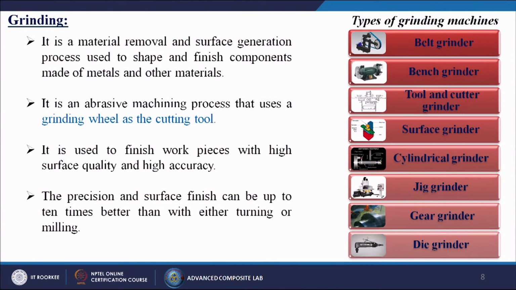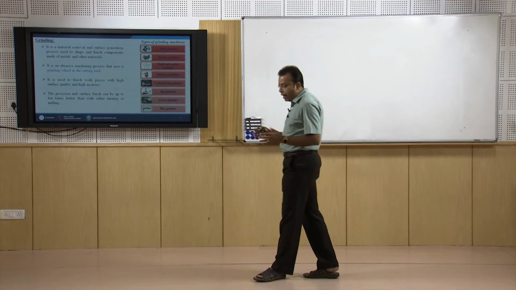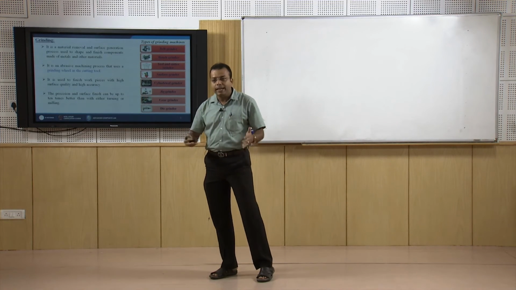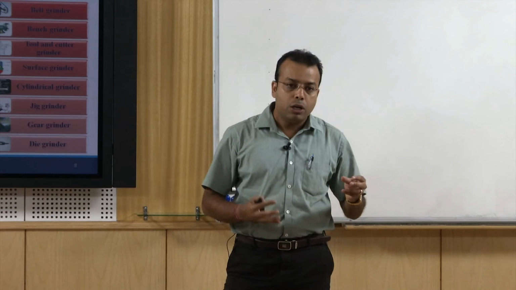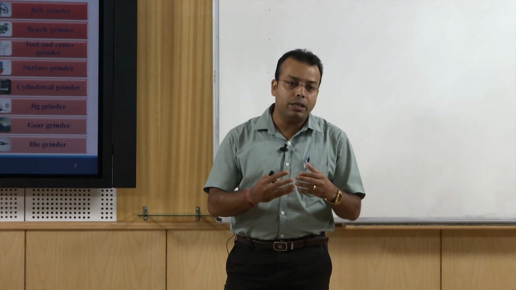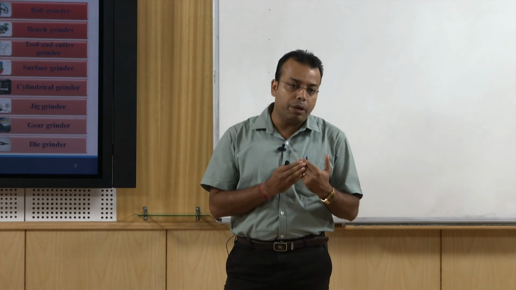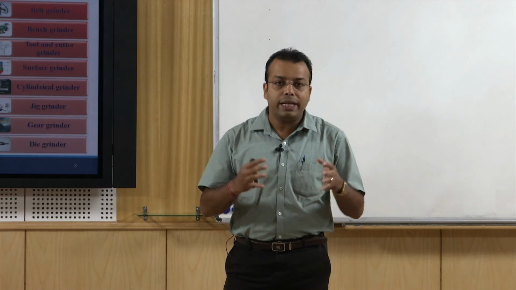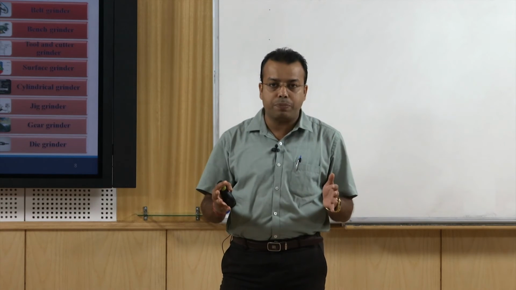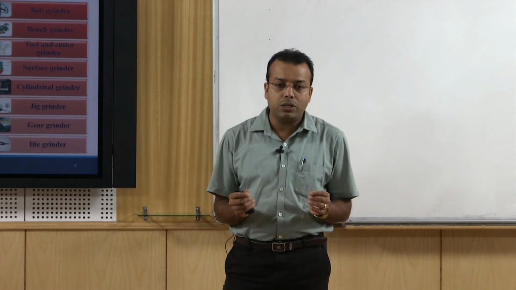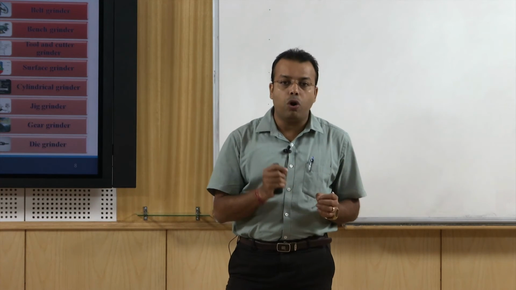There are several types of grinding machines available. One is the belt grinder, where your belt acts as the grinding wheel or grinding medium. Then bench grinder, tool and cutter grinder, surface grinder, cylindrical grinder, jig grinder, gear grinder, die grinder. So, depending upon how you are going to grind your material and how you hold it, you can place your abrasive particles close to the material, so that it can grind complex shapes or positions where normal persons can't reach.